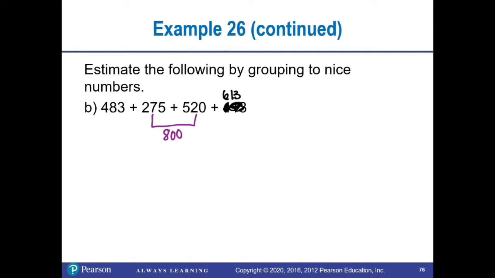483 is about 500, 613 is about 600, so 483 plus 613, 500 plus 600, that's about 1100. 800 plus 1100 is about 1900. Again, this is not our exact answer, we are estimating.